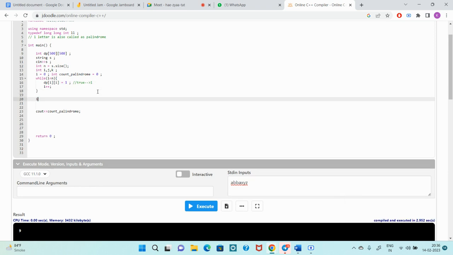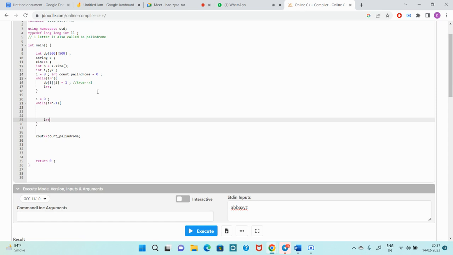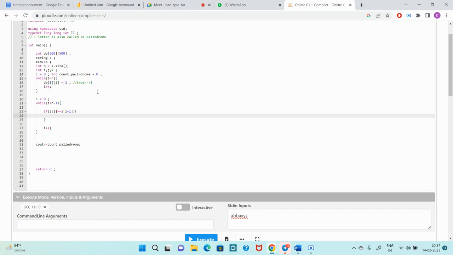Let's run another while loop with i equal to 0. I will not say what I am doing. I want the smart people of my mentoring to understand automatically what I did here. Okay, so what I am doing is that if s[i] is equal to s[i+1], it means that this whole substring is a palindrome. It means dp[i][i+1] equals 1. Else, it is 0. Already it is 0.